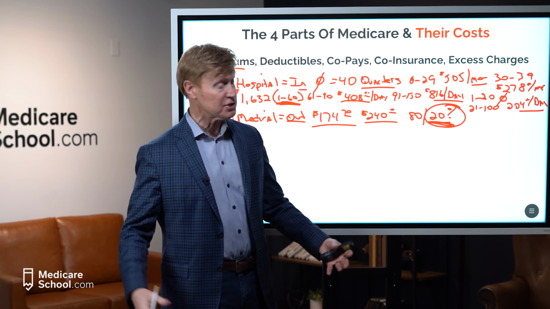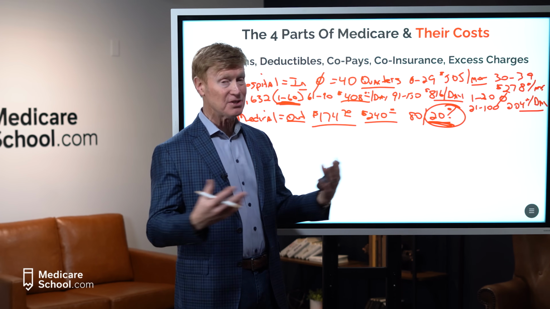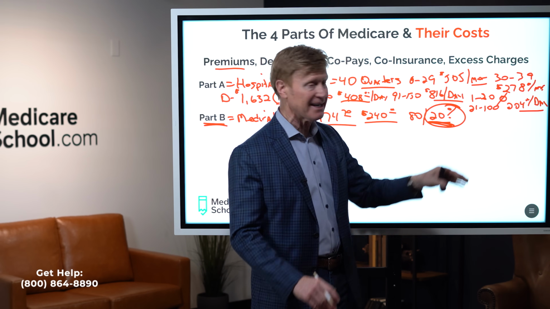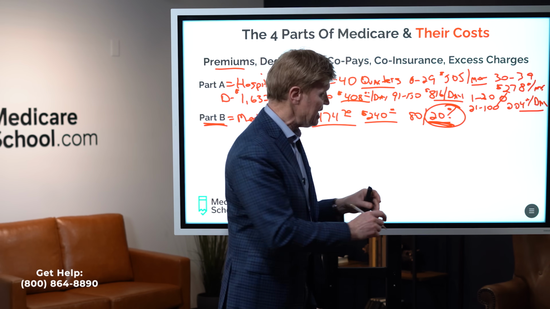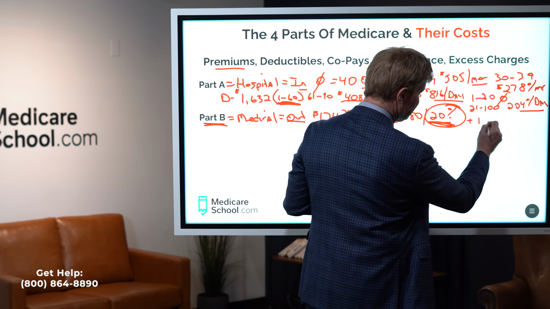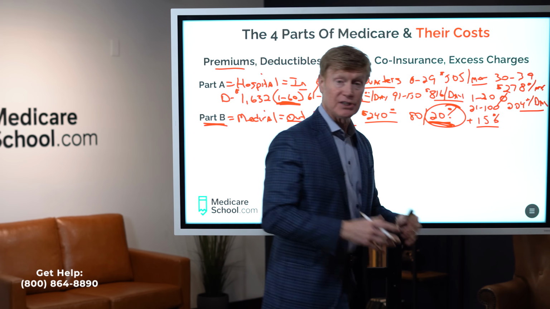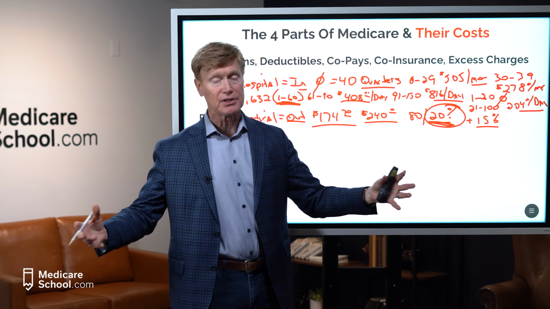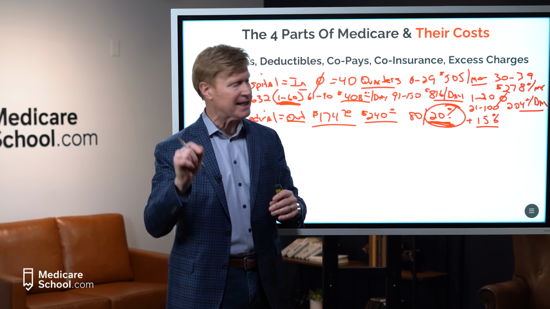That's actually your largest liability, because that 20% never, ever stops. And then this is where, on the B side of Medicare, we have that excess charge. This is when a doctor adds 15% to the bill. Now, this does not happen often. In fact, I would say less than 5% of the doctors are even going to do this today. It does happen, but again, it's very rare.